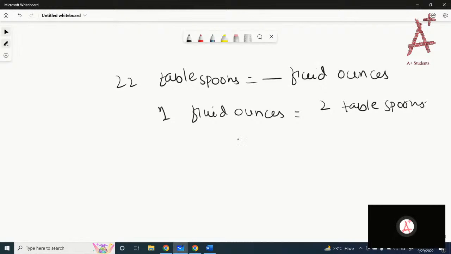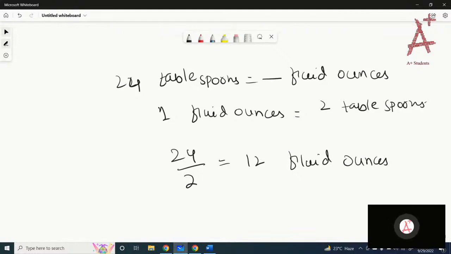Sorry, it's 24 tablespoons. Tablespoon is the smaller unit, so you have to convert it into the greater one. Divide 24 by 2 to get the answer. 24 divided by 2 is 12, so that means we have 12 fluid ounces. Got it? So select the correct option and click on the OK button.